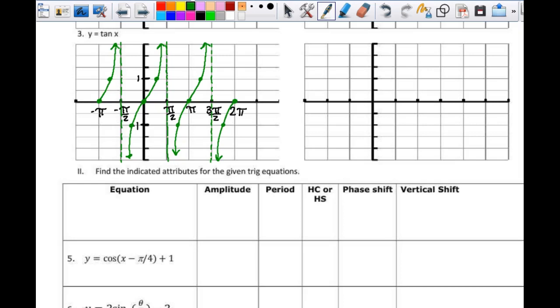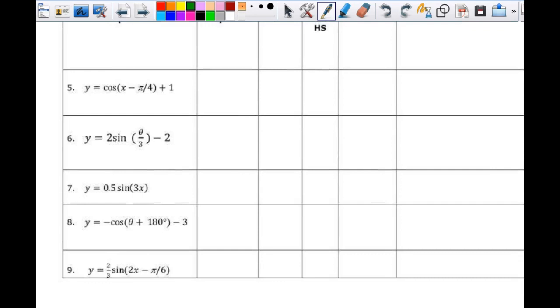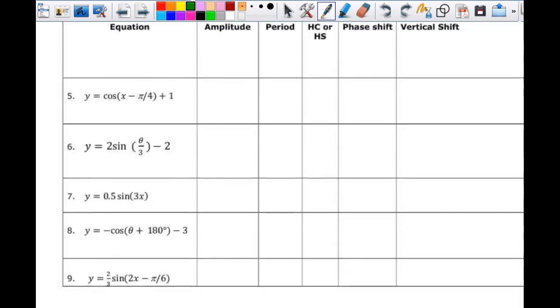All right, so now we're going to find the indicated attributes for the given trig equations. So here's my equation. My amplitude is 1. Remember, you don't say none for a cosine. It does have one, and it's 1. Your normal period for cosine is 2 pi. My b is 1, so my period is 2 pi.